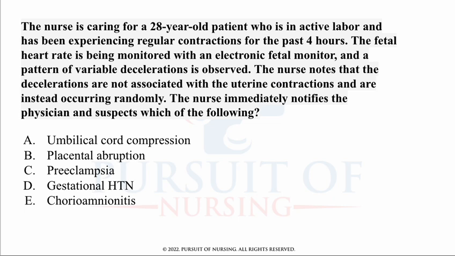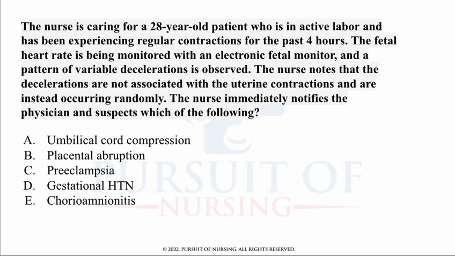All right, this is a classic multiple choice testing knowledge of physiological integrity. The nurse is caring for a 28-year-old patient who is in active labor and has been experiencing regular contractions for the past 4 hours. The fetal heart rate is being monitored with an electronic fetal monitor, and a pattern of variable decelerations is observed. The nurse notes that the decelerations are not associated with the uterine contractions and are instead occurring randomly. The nurse immediately notifies the physician and expects which of the following.